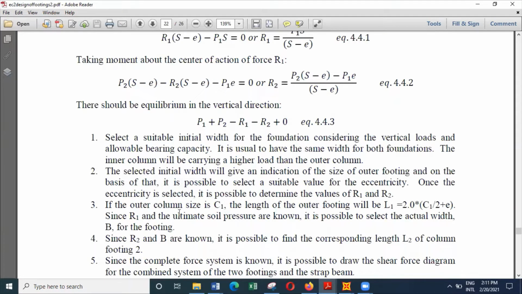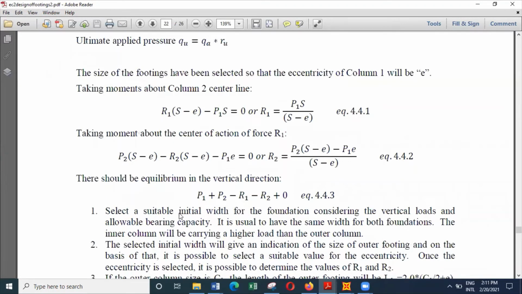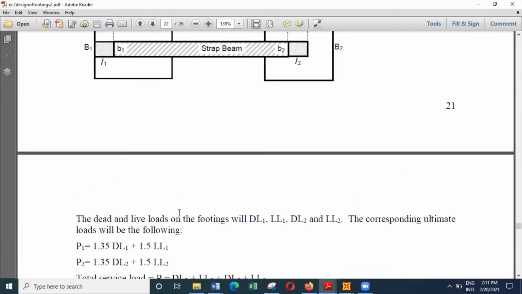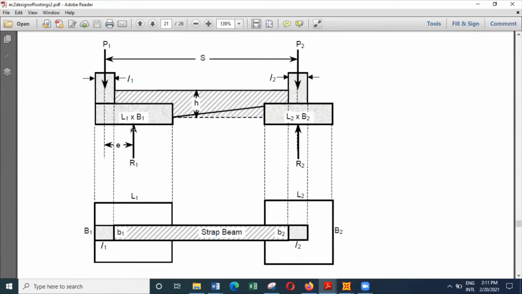The other important thing that you have to see here is that you have the value of P1 and R1 will be bigger than that. And here you have a value of P2, R2 will be slightly lower than P2.